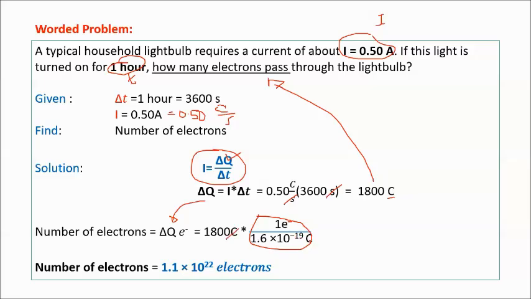So, makancel itong coulomb and coulomb, giving us electrons. 1.1 times 10 to the power of 22 electrons. So, this is the answer of unknown in the given problem.